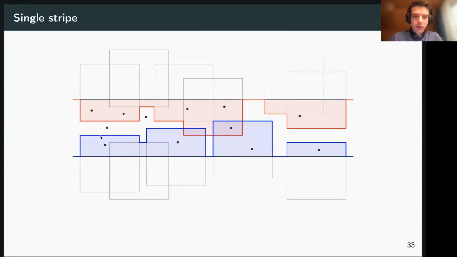Okay, and we can define something called the lower border. If we take all the squares that intersect the bottom border, they form some kind of border here from the bottom, and all the points that are below it are marked. And the same we can do for the squares that intersect the upper border. So this is shown in red.